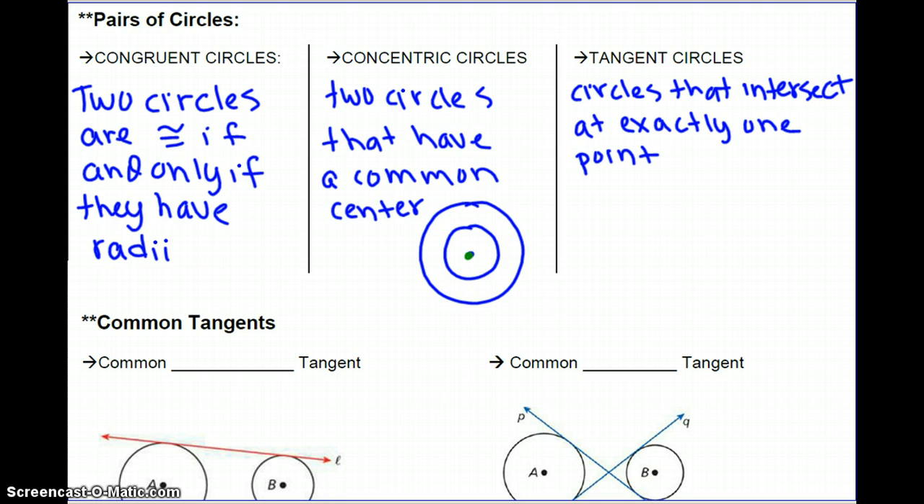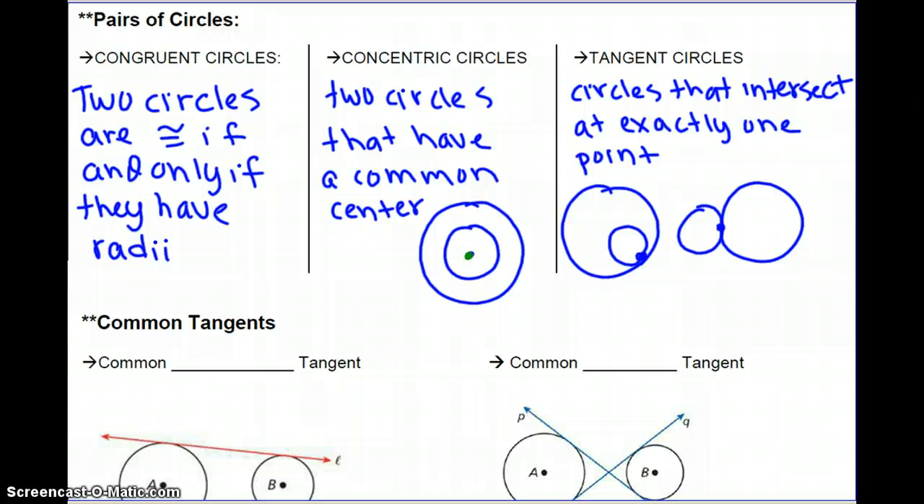There are two types of tangent circles. They could be internally tangent, where one circle is inside the other intersecting at only one point, or they could be externally tangent, where the circles do not overlap, one is not inside the other, but they still intersect at only one point.